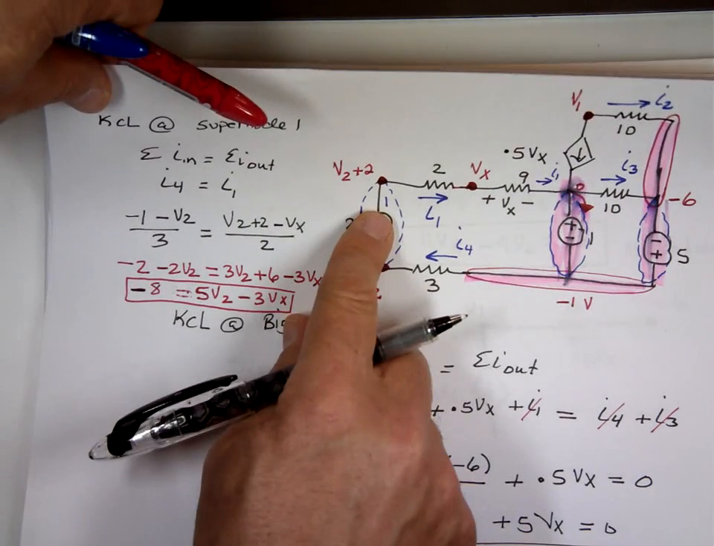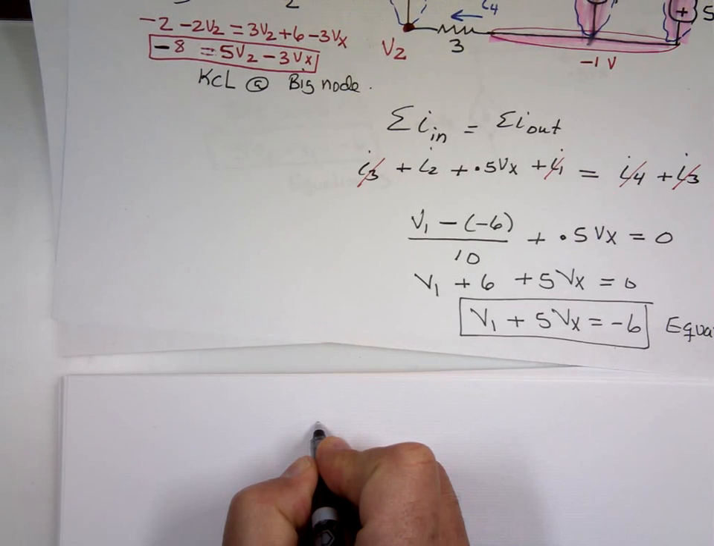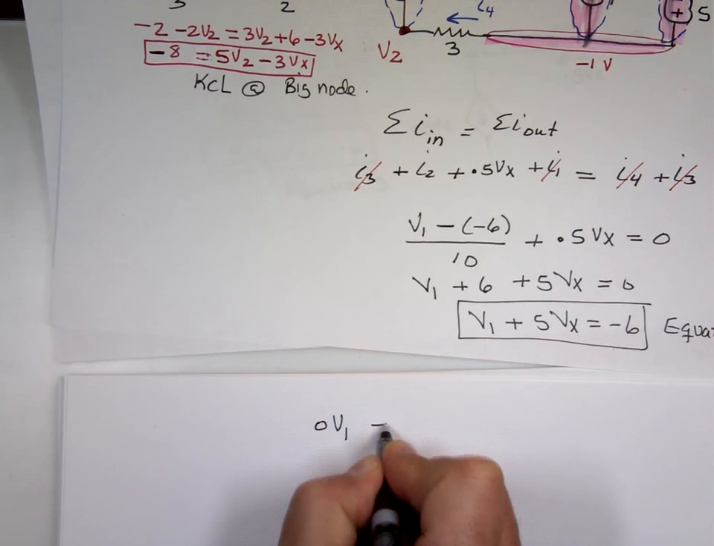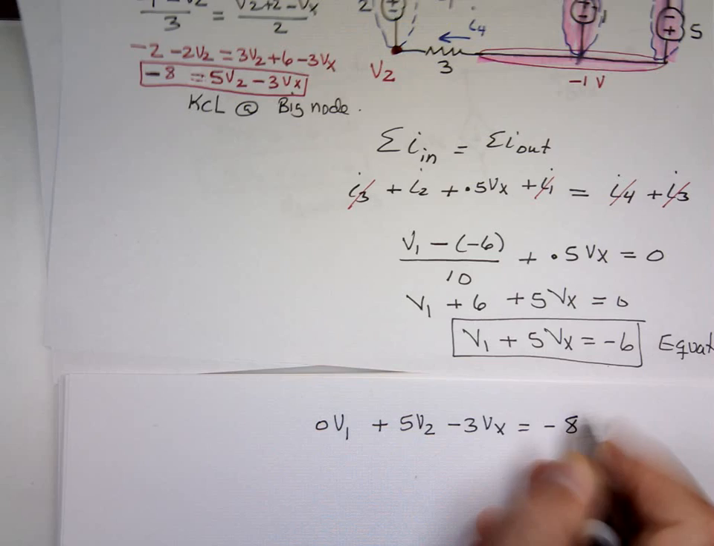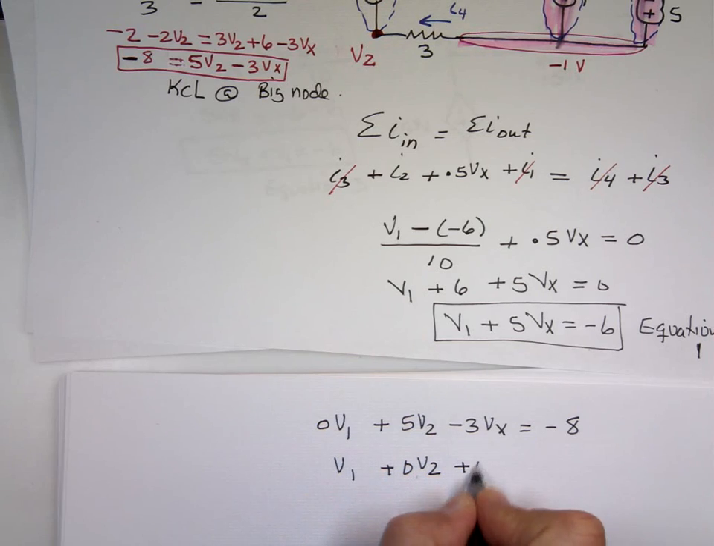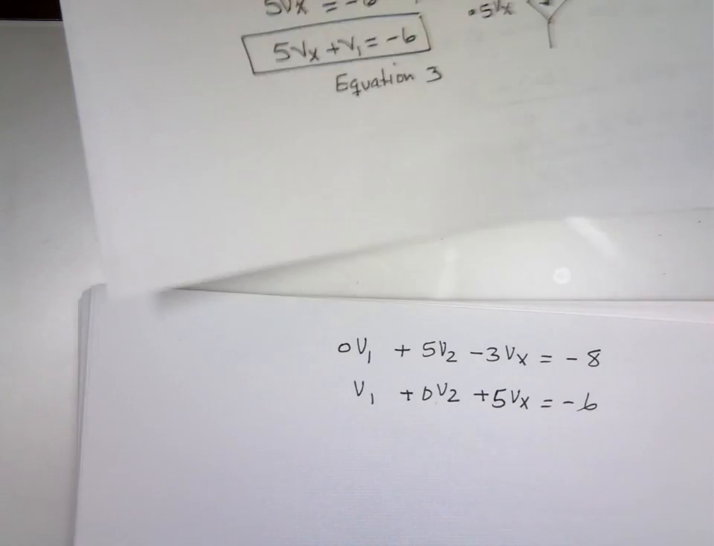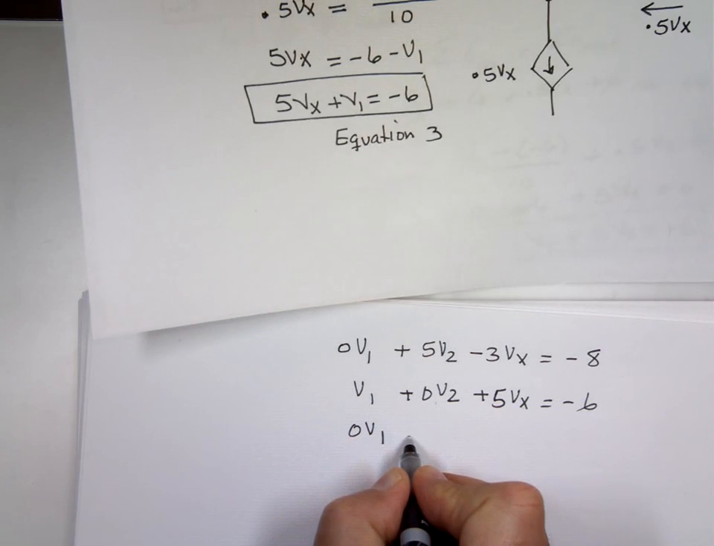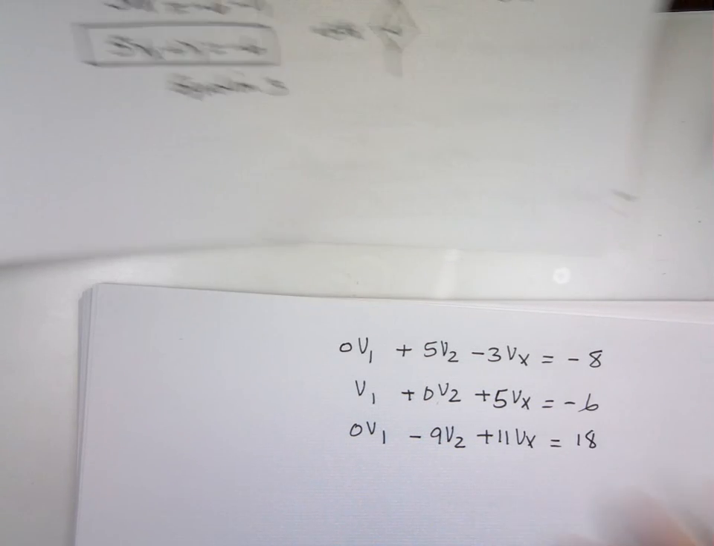So now I got my 3 equations that I need. Here's one of them. Let me write it down while it's fresh in my head. I'll put V1 first. So 0V1 plus 5V2 minus 3Vx equals negative 8. This one, V1 plus 0V2 plus 5Vx equals negative 6. And the last one, 0V1 minus 9V2 plus 11Vx equals 18. How many equations by how many unknowns? 3. And now we are golden.